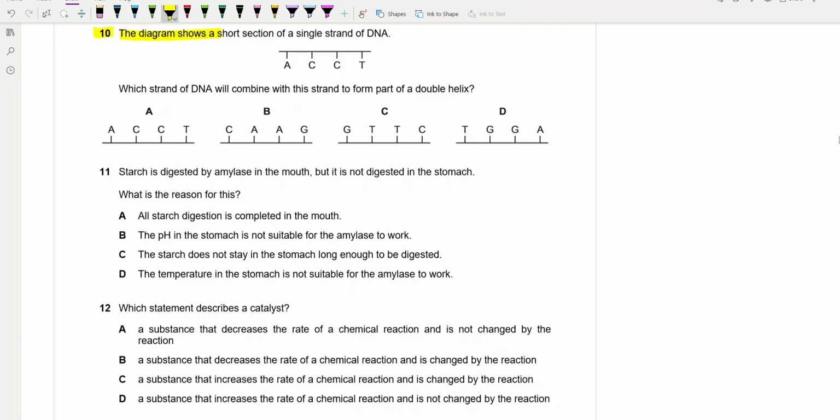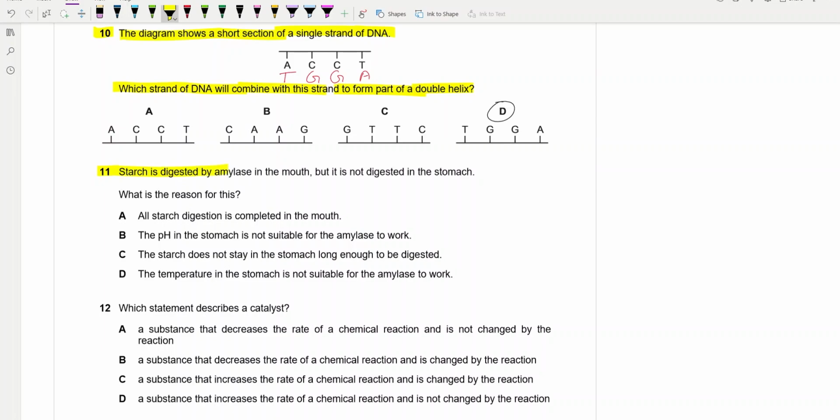Question number 10. The diagram shows a short section of a single strand of DNA. Which strand of DNA will combine with this strand to form part of a double helix? So it would be T, G, G, and A. So the correct option would be option D.